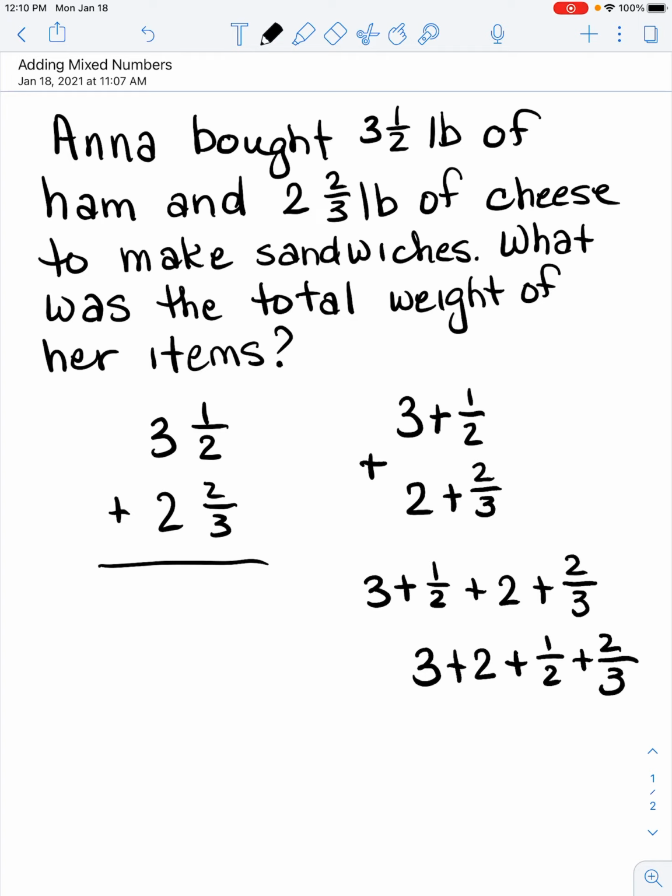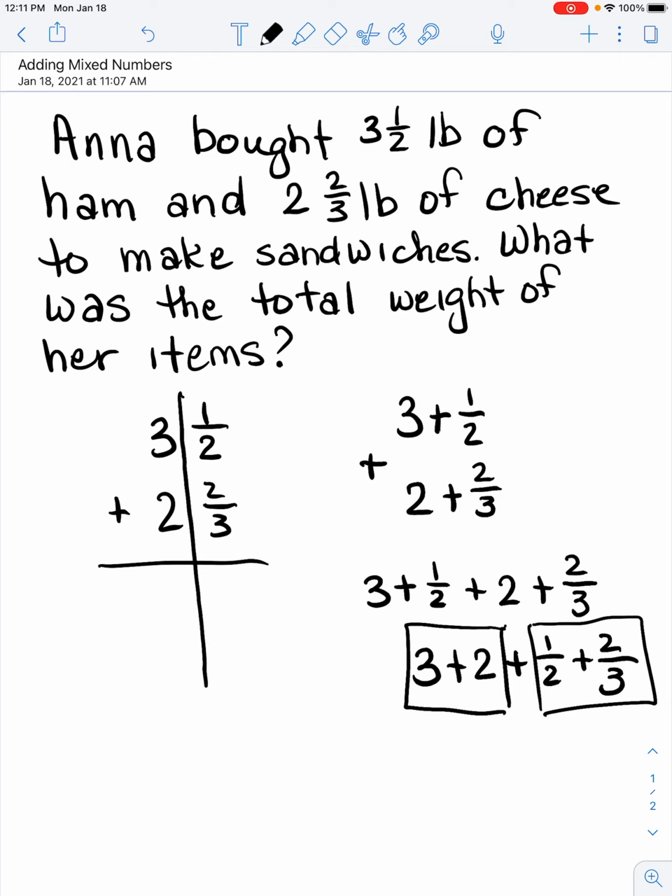So I can think of finding the sum of 3 plus 2, and then finding the sum of a half plus 2/3, and then adding those two sums together. And that's what I'm going to do. So first, I'm going to draw a line down here so that it looks like I'm adding the whole numbers on one side and adding the fractions on the other, which indeed I'm doing. So 3 plus 2, well, that's pretty easy. That's 5.